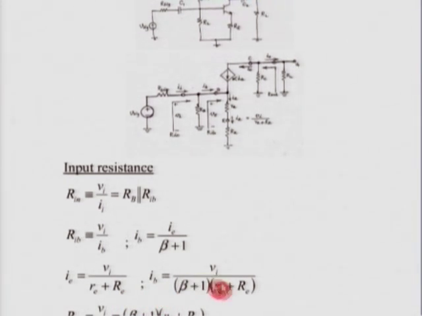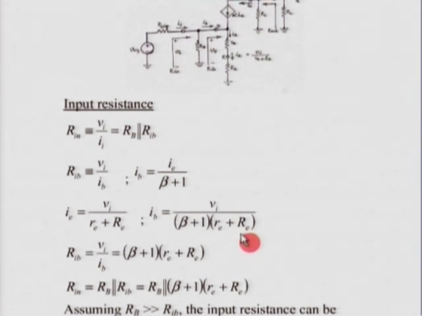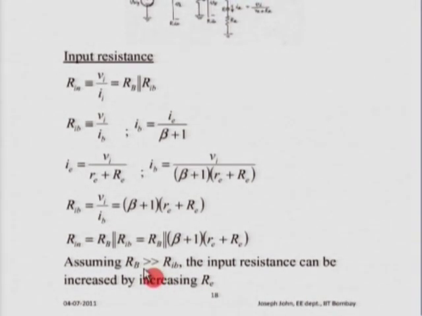Therefore, IB would be VI by (beta plus 1) times small re plus capital RE. Therefore, RIB would be (beta plus 1) times small re plus capital RE, and RIN therefore would be RB parallel RIB, which will be RB parallel (beta plus 1) times small re plus capital RE. Now, most of the time we would choose RB such that it is much greater than RIB.